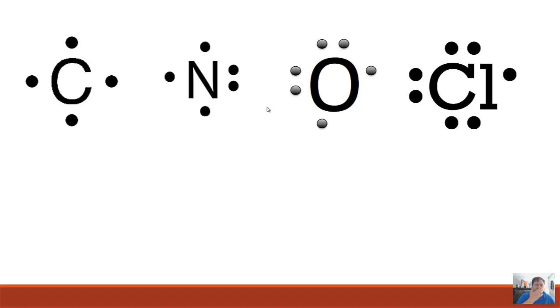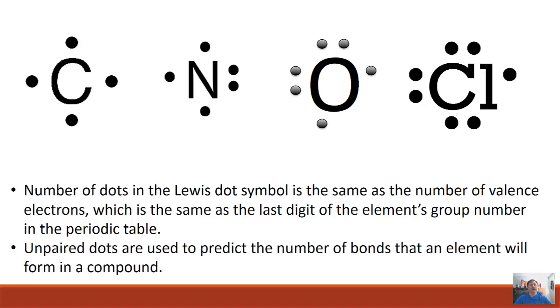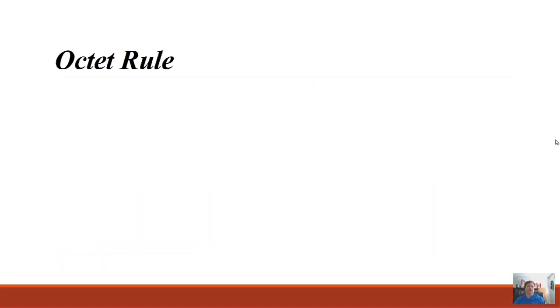If we look at carbon here, carbon has 4 valence electrons, nitrogen 5, oxygen 6, and chlorine 7. So the number of dots represents the number of valence electrons. What we see, these unpaired ones, like in nitrogen here, you've got 3 unpaired and 1 paired electron. These are going to be used to predict the number of bonds that an element forms. So if we look at carbon, in theory, carbon can form 4 bonds. Oxygen has 2 unpaired electrons, so it can form 2 bonds, nitrogen 3 and chlorine 1. So that's going to help us draw these Lewis structures.